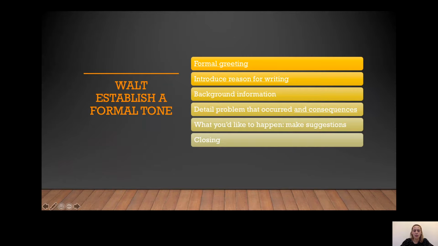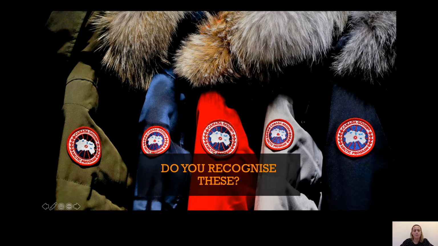Now, do you recognise these? Have a think. You may have seen them before. Or you may recognise the name on the logo. These are Canada Goose jackets. They are a really popular jacket, particularly in wintertime, because they're known for keeping you incredibly warm. Some of you may have these jackets, or some of you may know people who have these jackets, and certainly they do look very fashionable.